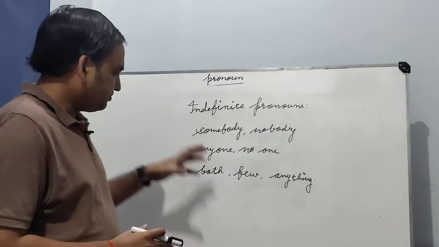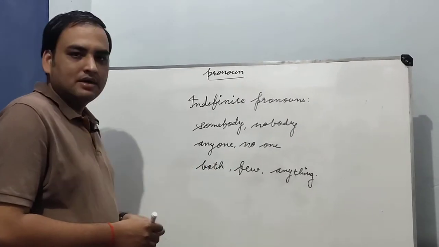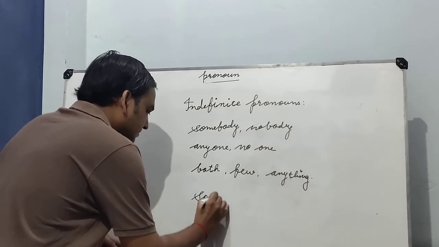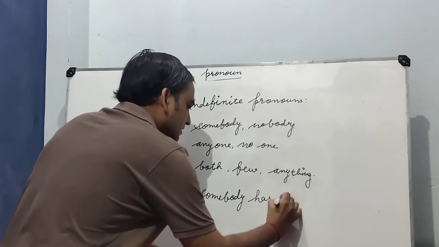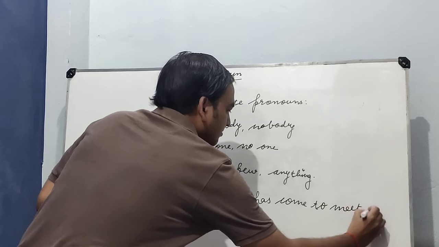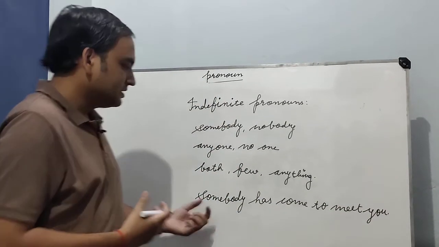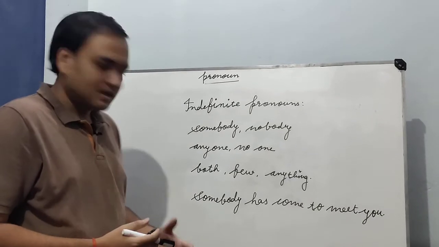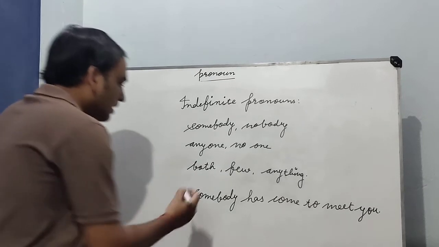Okay, so I will use some examples to explain this grammar concept. Somebody has come to meet you. It means कोई आया है आपसे मिलने के लिए. Somebody has come to meet you, but we are not familiar with that person. हम उस व्यक्ति को जानते नहीं है. We are talking about somebody. कोई आया है.